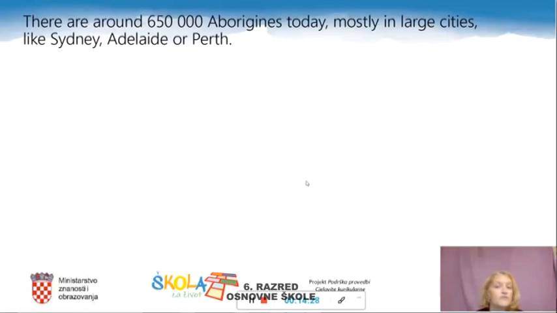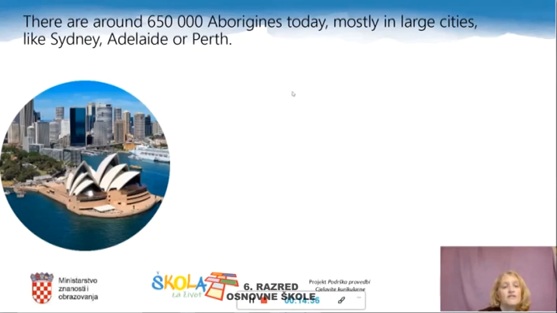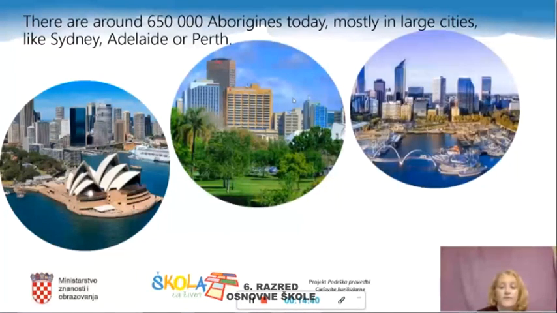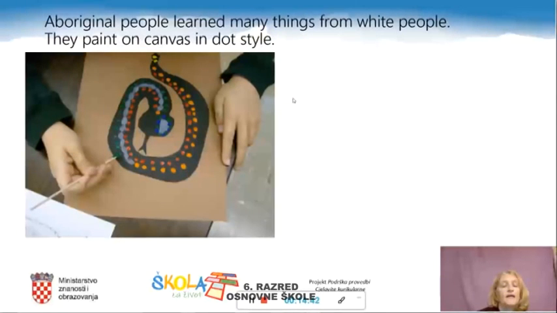And what about the Aborigines today? Today, there are around 650,000 Aborigines in Australia, and they live in large cities mostly, like Sydney, Adelaide, or Perth. Aboriginal people learned many things from the white people. For example, today they paint on canvas in a special dot style.